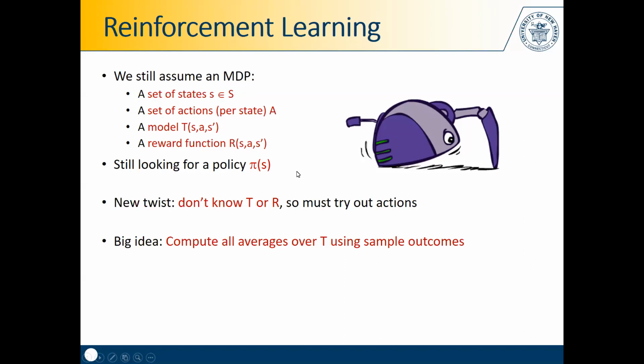We are still looking for a policy pi. Remember, a policy is a function that maps states to actions. So we put in a state S into this function and this pi spits out an action to take. The twist in reinforcement learning is we don't know T or R. We don't know the dynamics or the reward function. We don't know the transition model or the reward function. So we must try out actions and learn more, estimate the policy based on trial and error. And that's essentially the big idea, one of the big ideas. Compute all averages over T using sample outcomes.